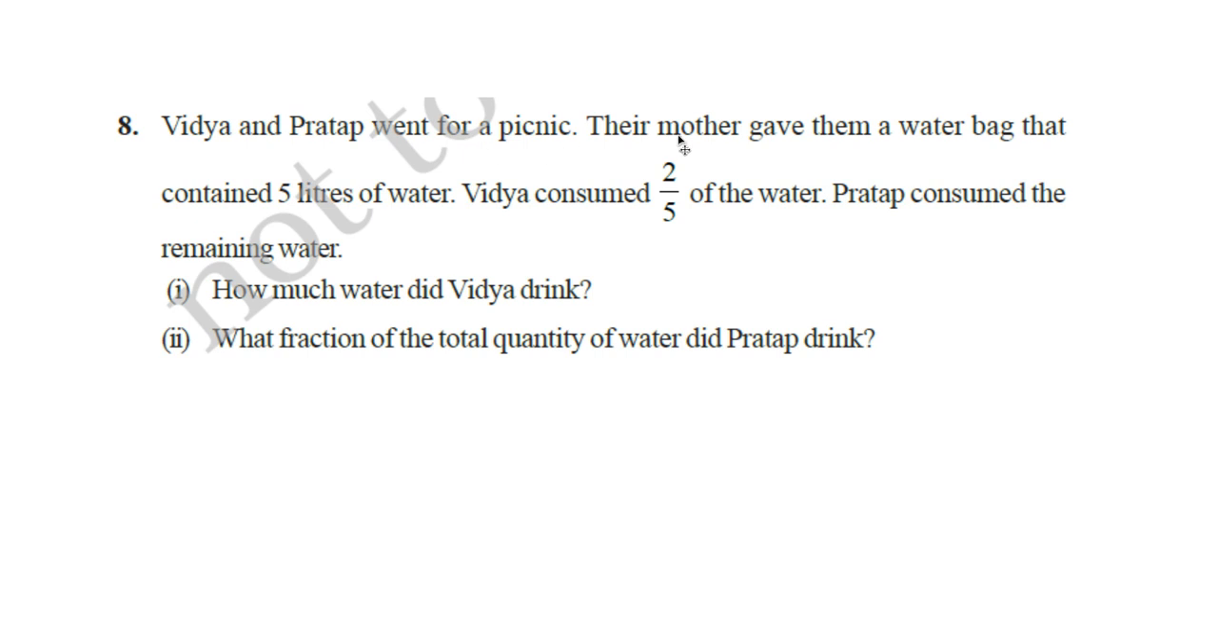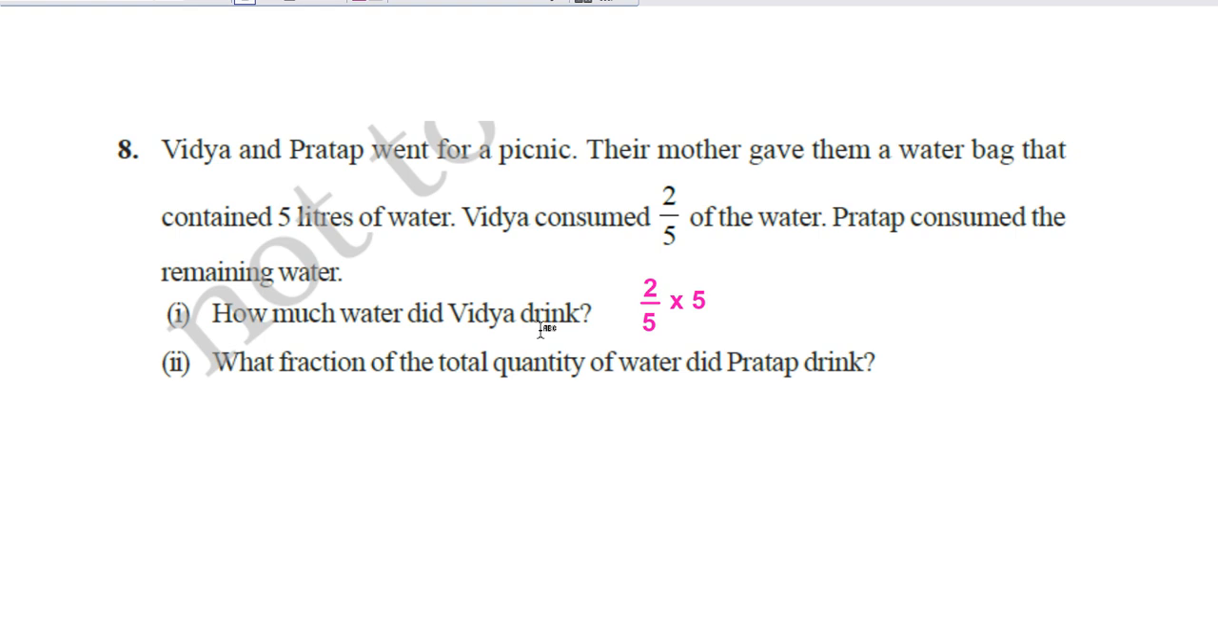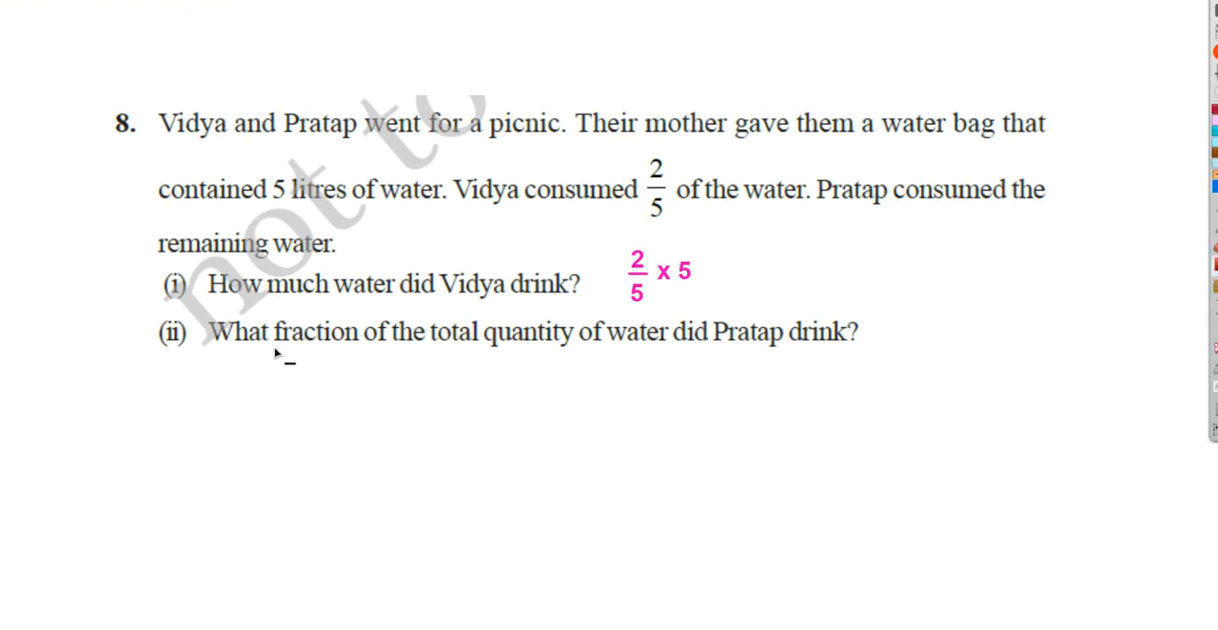In question number 8, Vidya and Pradha went for a picnic. Their mother gave them a water bag that contained 5 liters of water. Vidya consumed 2 by 5 of the water. Pradha consumed the remaining water. How much water did Vidya drink? She consumed 2 by 5 of 5 liter. So this you can write as the quantity of water Vidya drank is equal to 2 by 5 into 5. 5 cancel. So 2 liters.